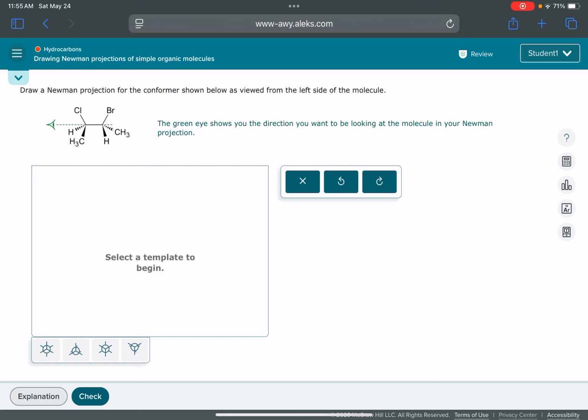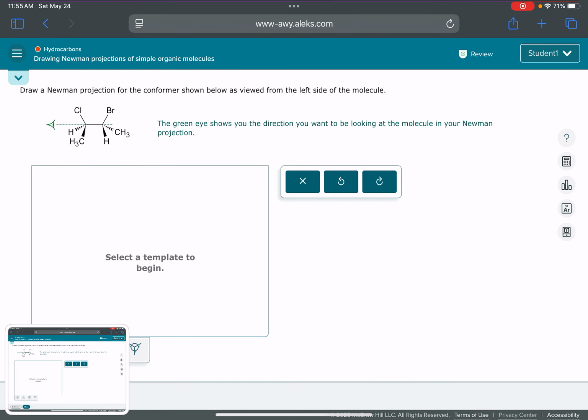I am going to point out that the person off to the left can see that first carbon first. That's going to be carbon number 1. So you know what? I am going to draw this on my whiteboard. It's just too convenient.